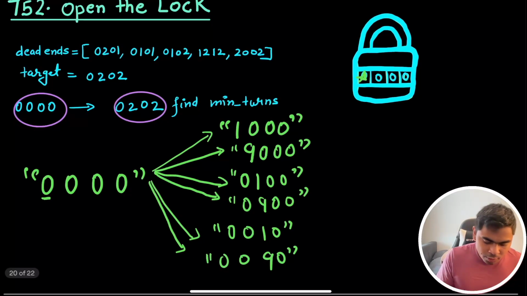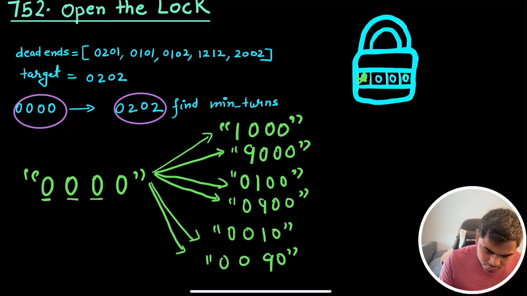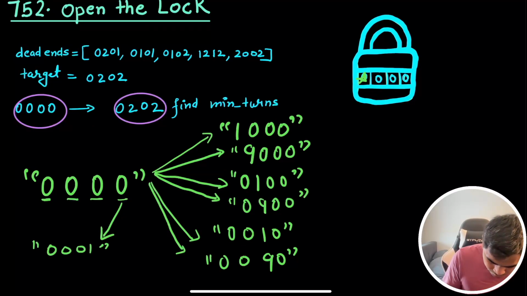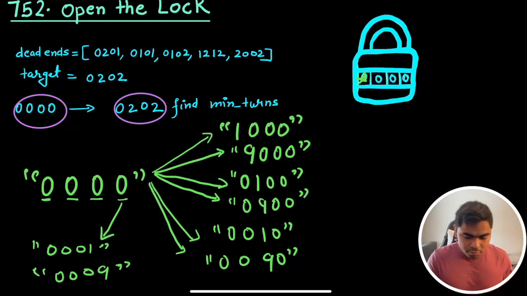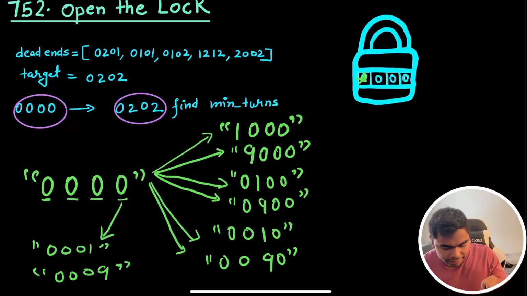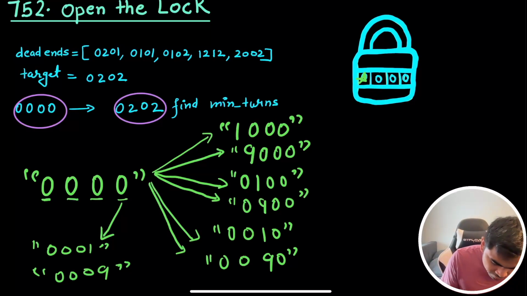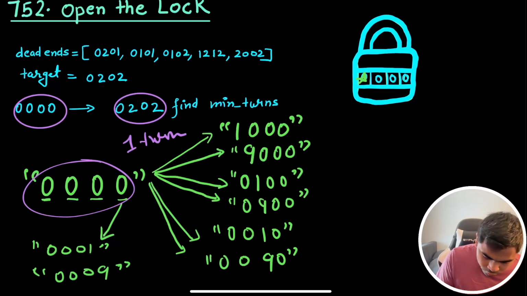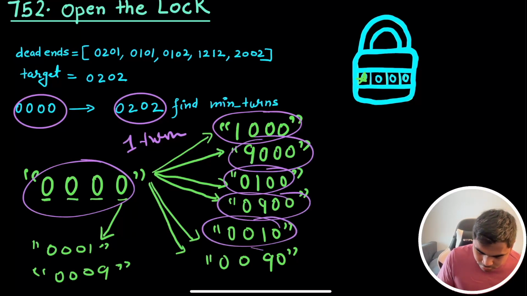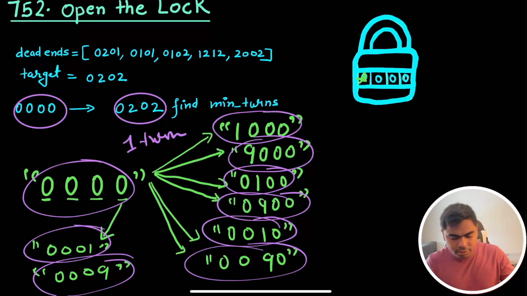And then there is one more. We have worked with these three, and then this last one. If we work with this one, we also have 2 possibilities: 0, 0, 0, 1 and 0, 0, 0, 9. So from this state, with one turn, we could go to all these 8 possibilities. One turn can take us right there.